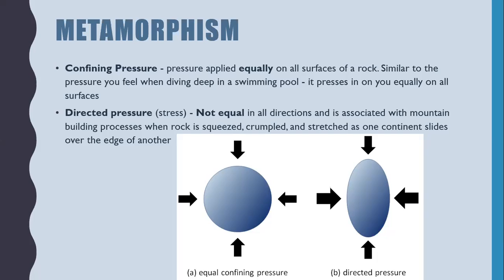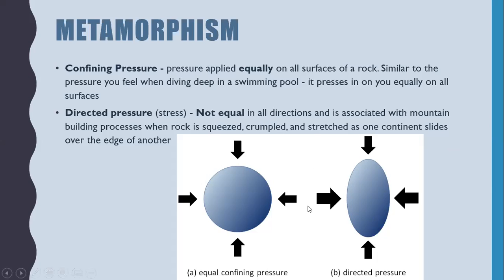The other type of pressure is called directed pressure or directed stress. Pressure and stress are pretty interchangeable. Directed pressure is going to be along a certain plane. In this picture, the pressure is applied horizontally, and it elongates this circle, this rock. So directed pressure comes from a certain direction.